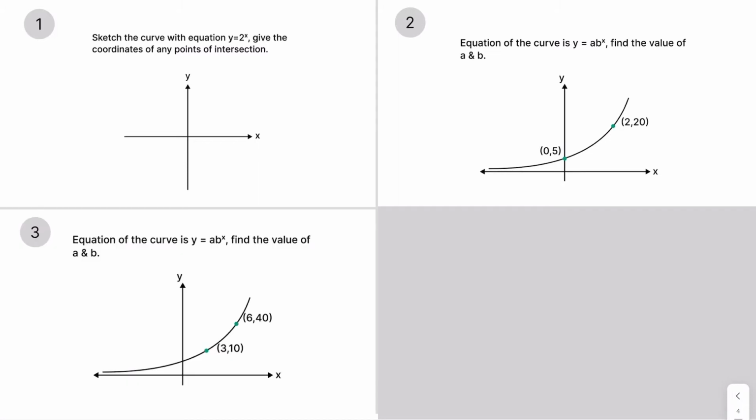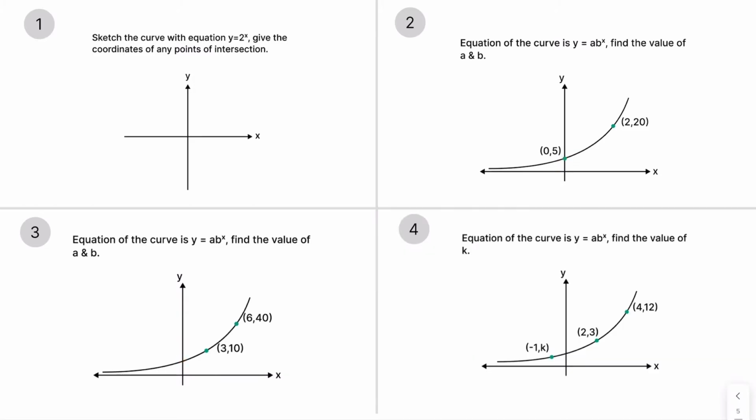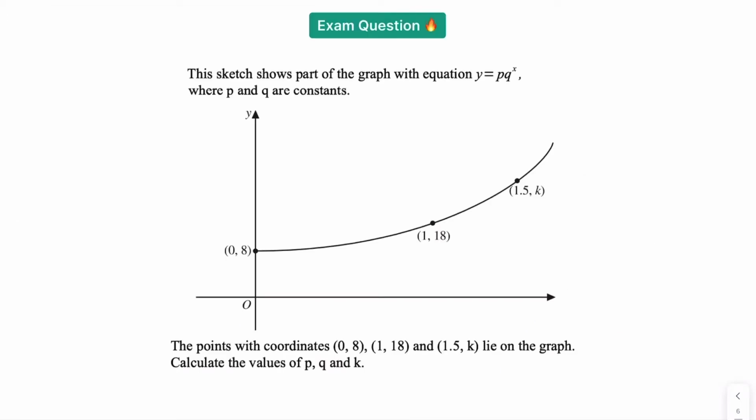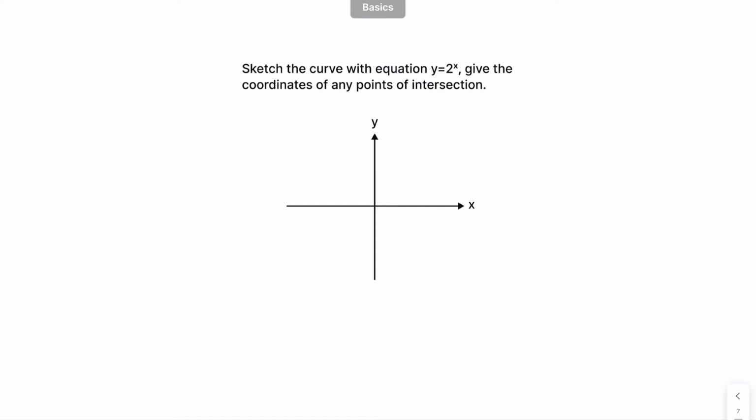And then do the exact same thing, but this time we're not given the point at the intercept, like example 2. And then finally, we're going to look at, well, how do you find the value of a coordinate on an exponential curve? As always, we're going to wrap up with an exam question. So we're going to start off with the basics.